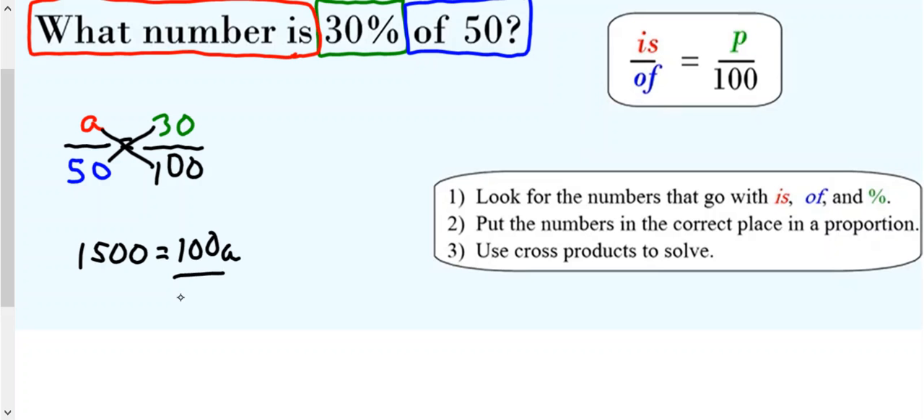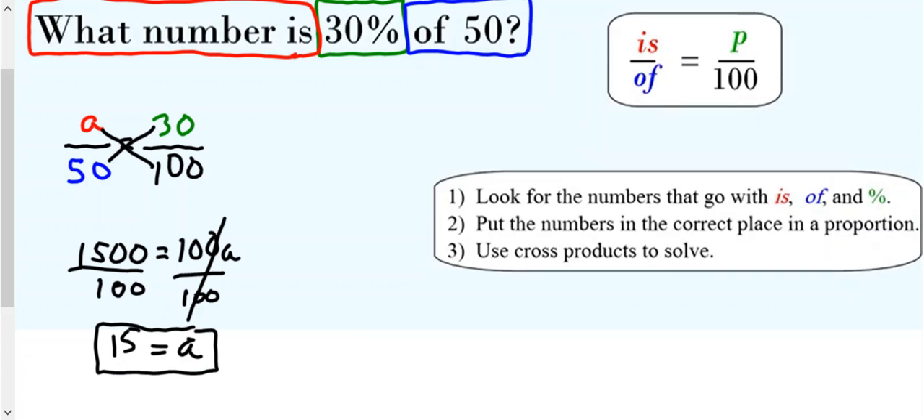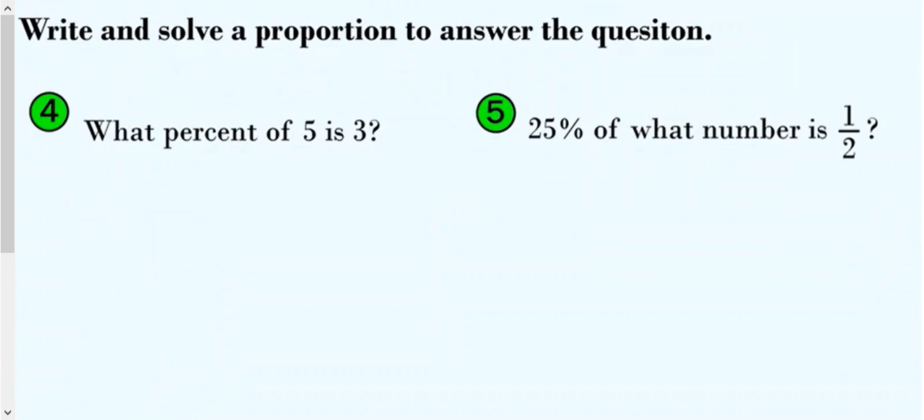And now we can divide by 100. That'll cancel, leaving just A. Divide 1500 by 100, and that will equal 15. So A is equal to 15. So what this tells us is that 15 is 30% of 50. All right, we got a couple more examples here. Go ahead and pause now and try these two on your own, and then come back and see how you did.